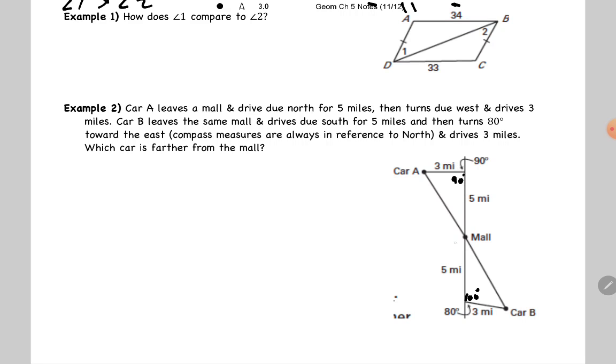Okay, so if we know those two angles, and we know that these two sides here are the same, and these two sides are the same, therefore this third side of car B is farther away from the mall than car A. Because this is 100 degrees, opposite of the 100 degrees is the larger side. 90 degrees should be smaller than 100.